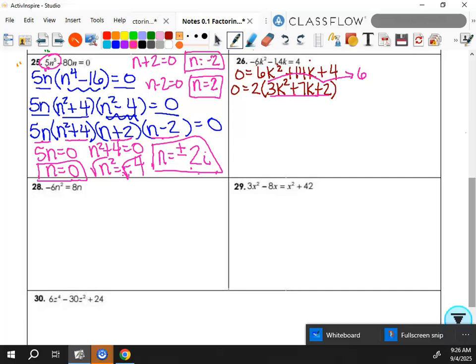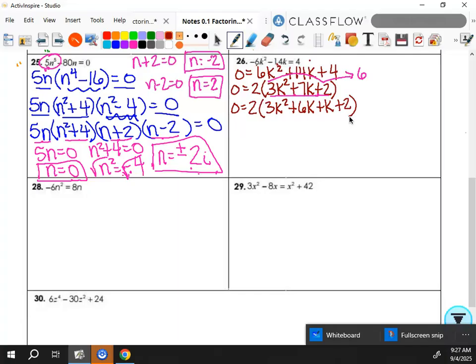All right. So now I'm going to have 0 equals. This 2 is still right here. My next step is to split that 7. So I'm writing 3k squared, and then plus, do you want to do 6 or 1 first? 6. Okay. Plus 6k plus k plus 2. All right, everybody okay with that?